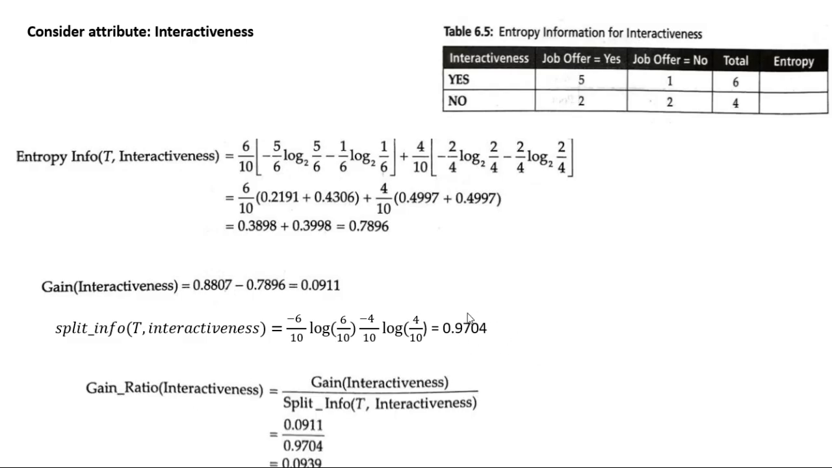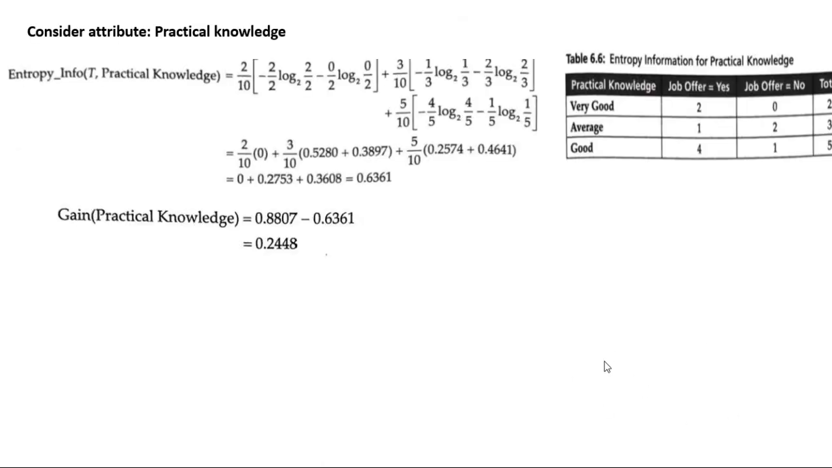Next, gain ratio. Gain ratio is dividing the gain by the split info. So that is 0.0911 divided by 0.9704. So you get the gain ratio as 0.0939. Now repeat it for the next attribute.